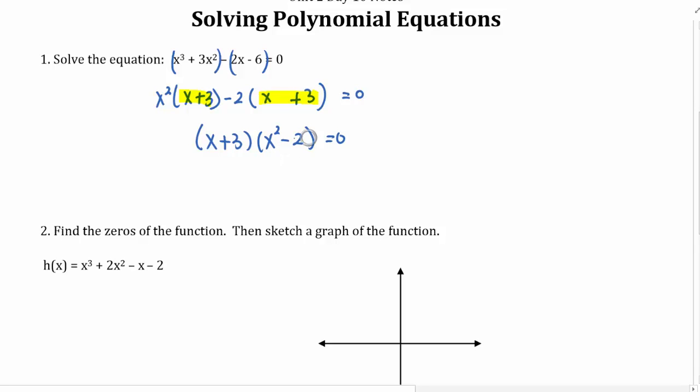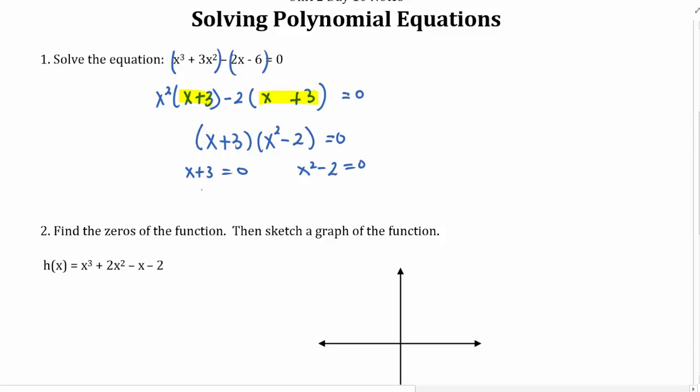Then you always check to see if you can factor it again, but this isn't a difference of squares, so I just have to solve it from here. I'm going to use my zero product property, knowing that I have 2 factors. I need to set them both equal to 0, and then I need to solve.